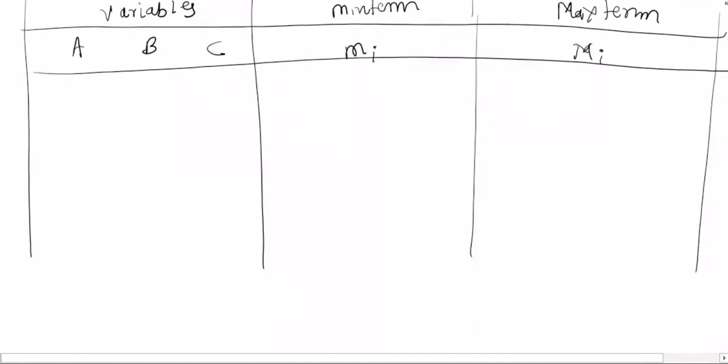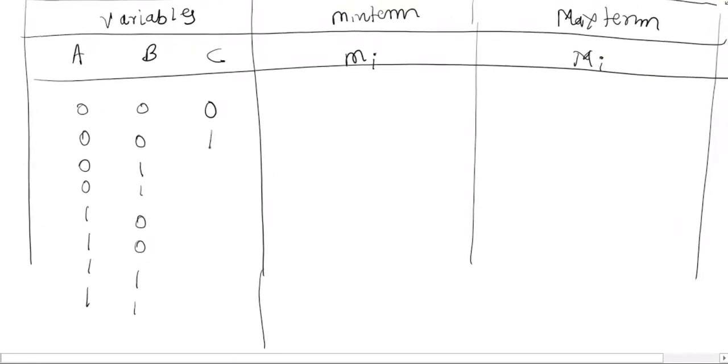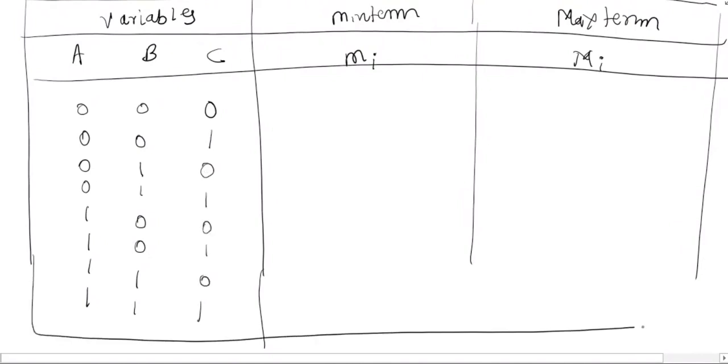There are 3 variables, so the possible input combinations will be 8. So 0, 0, 0 to 1, 1, 1. The shortcut I am going to use here is 4 zeros, 4 ones, then 2 zeros, 2 ones, then 0, 1, 0, 1, 0, 1, 0, 1. So these are the possible input combination values for the 3 variables A, B and C.